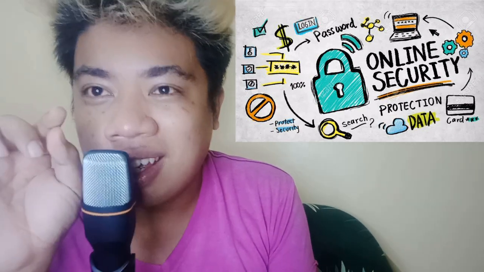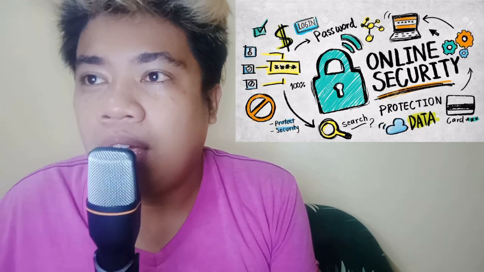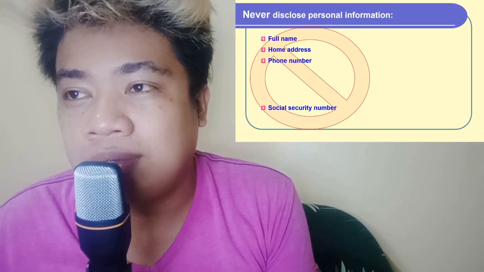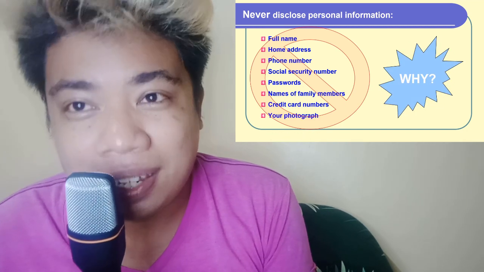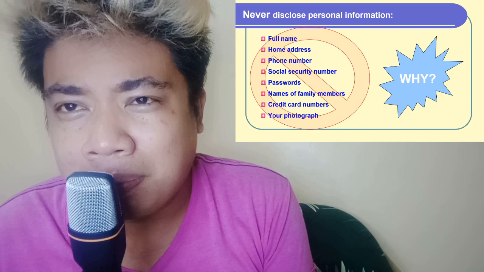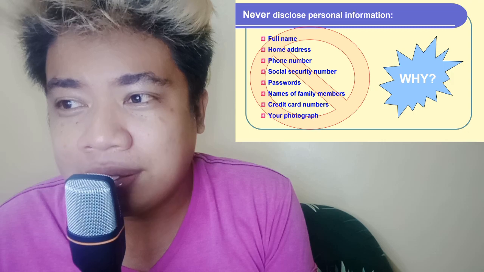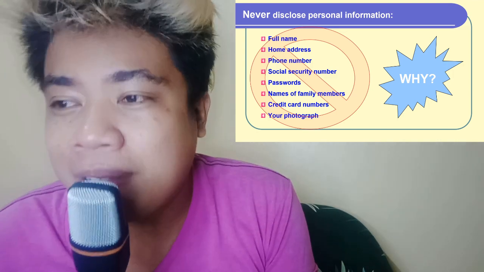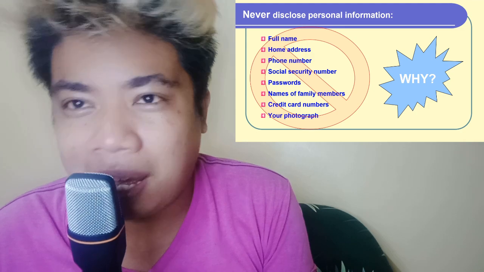Stay secure online. So how do we do that? Listen and focus on this discussion. Never disclose personal information, such as full name, home address, phone number, social security number or ID numbers, passwords, names of family members, credit card numbers, debit card numbers, ATM numbers, bank accounts, and your photographs. Why?